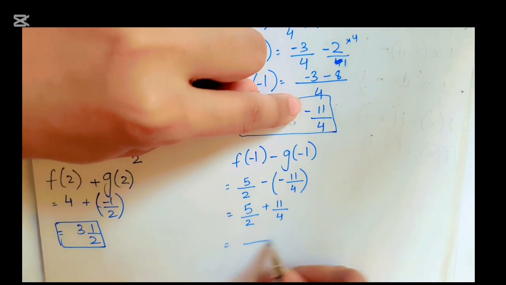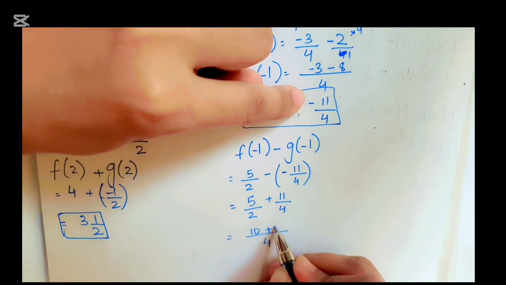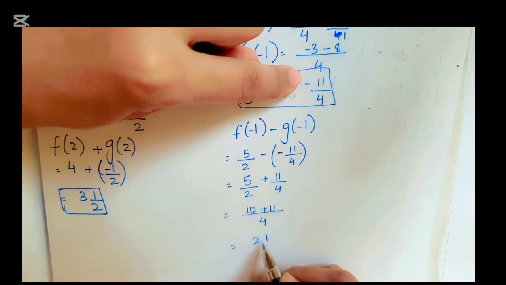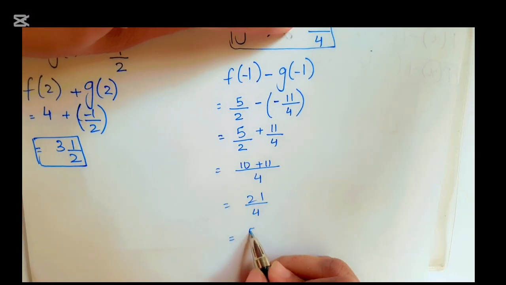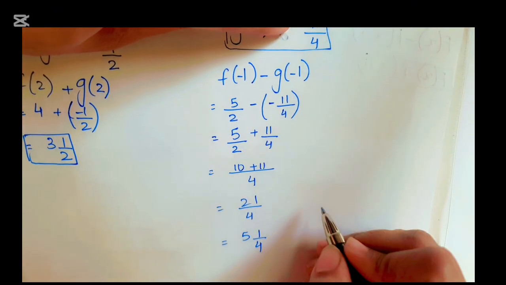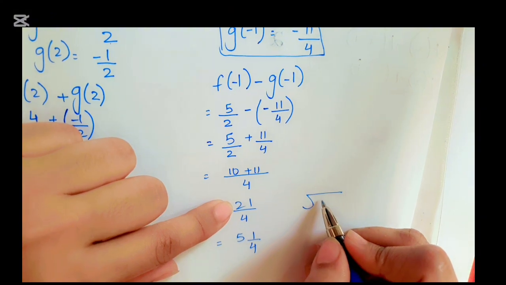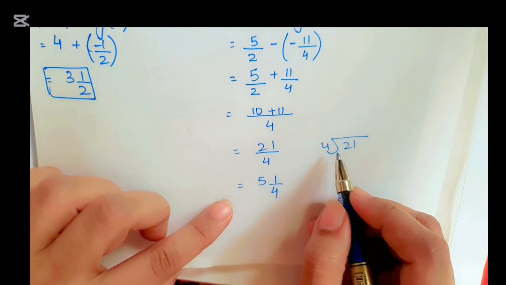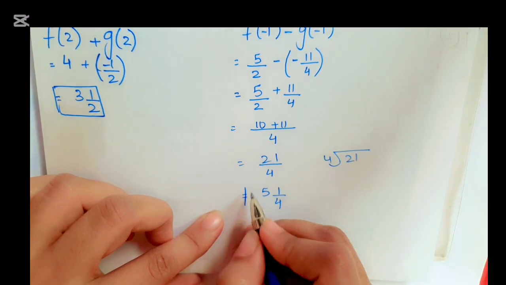And if we take the LCM, we get 4, and 10 + 11, so it would be 21/4, and the final answer would be 5 and 1/4. How can we get this? We can divide and change it into a mixed number, so you get 5 and 1/4. You can solve it and check it.